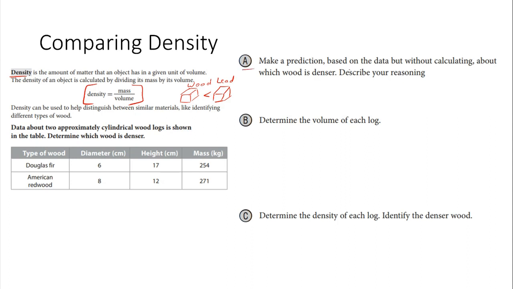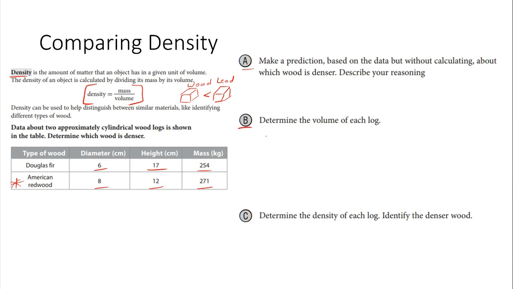All right, so let's make a prediction. So this is part A. Let's make a prediction. Let's figure out which wood's denser. Now, you probably look at their masses, right? And you're just like, oh, American redwood. I think that's going to be the most dense. But then again, we have to take into account, well, how big are these logs? Okay, so we actually have to consider their volume.